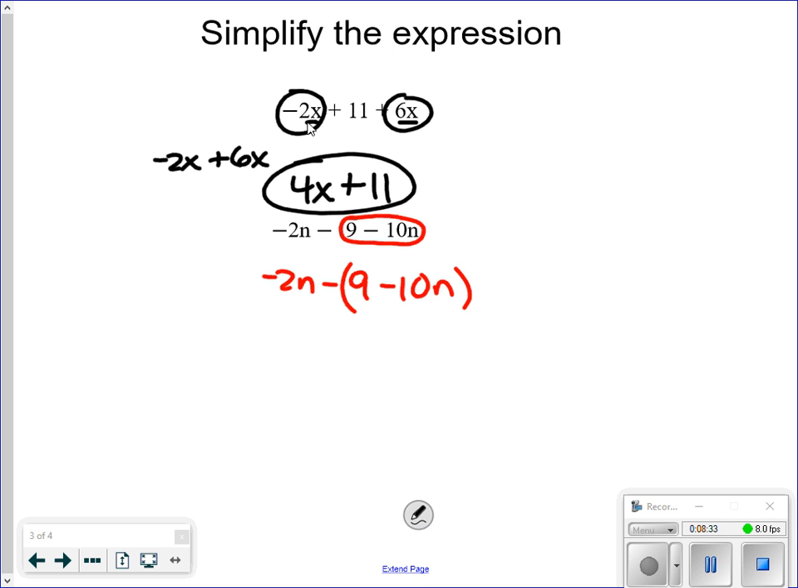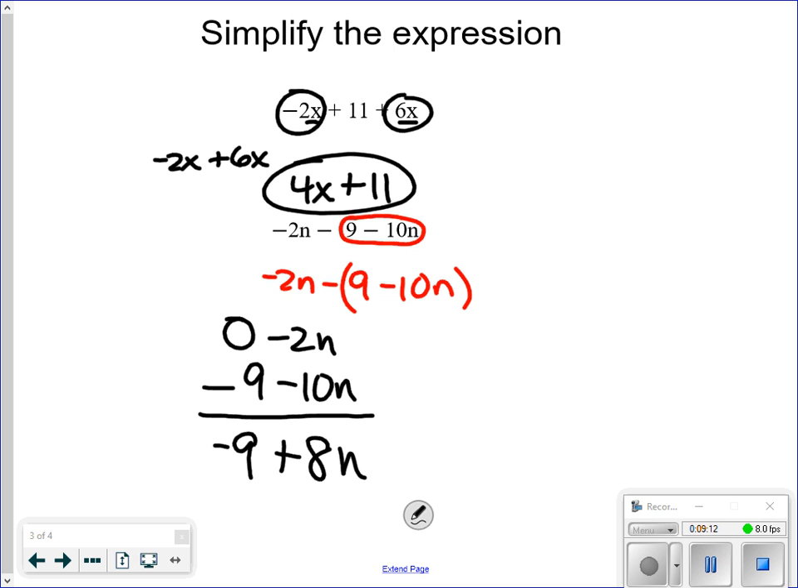What we can do here is we can actually subtract. So we can do negative 2n minus 9 minus 10n. Now when we subtract, again, we have to subtract like terms. 9, if you notice, doesn't have a like term, so I'm just going to put a 0 there. So we're essentially doing 0 minus 9, which is negative 9, and we're going to do negative 2n minus a negative 10n. Negative 2 minus negative 10 is the same thing as negative 2 plus 10, so we actually have a positive 8n there.